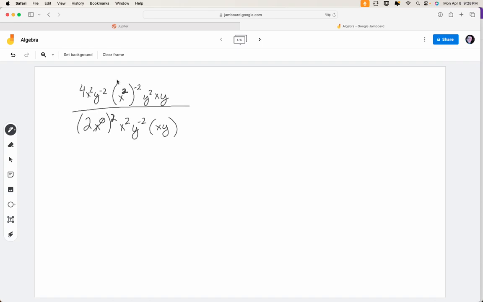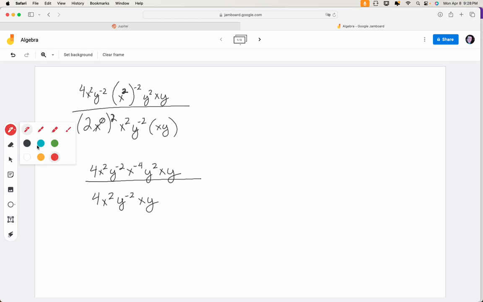So in order to get rid of these parentheses, I've got to apply the negative 2 to the positive 2. So it's going to be 4 x squared y to the negative 2, x to the negative 4 y squared x y, right? So this would be 2 squared. So that'd be 4 x squared y to the negative 2 x y, right? You follow me so far?